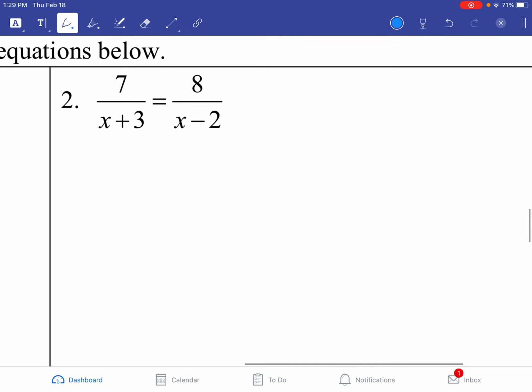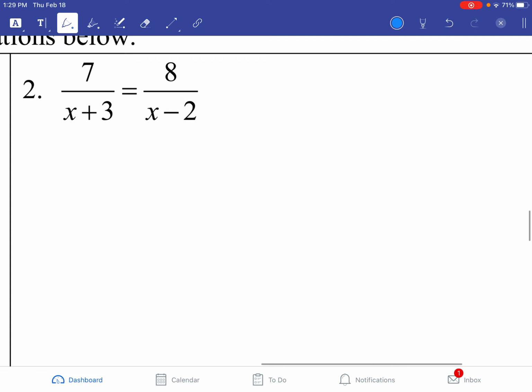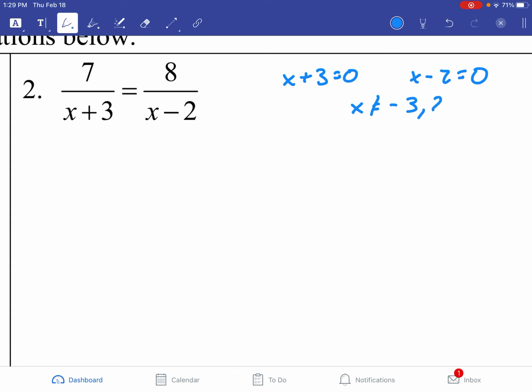Look at number 2. Step 1, do the domain restrictions. Our two fractions have separate denominators. There's no factoring necessary. So we have x plus 3 equals 0, and x minus 2 equals 0. If you solve these, x cannot equal negative 3 or positive 2. We're going to leave that up there for now and refer back to it at the end.